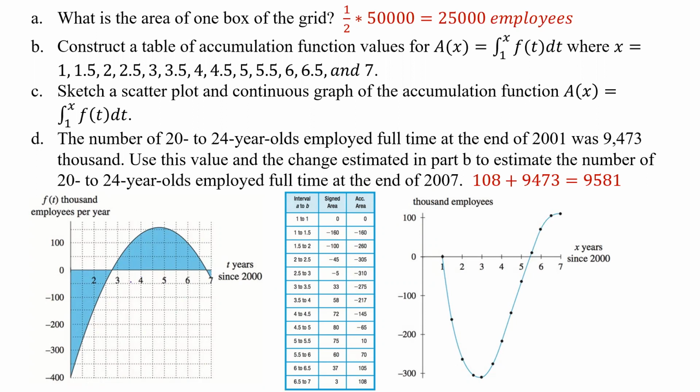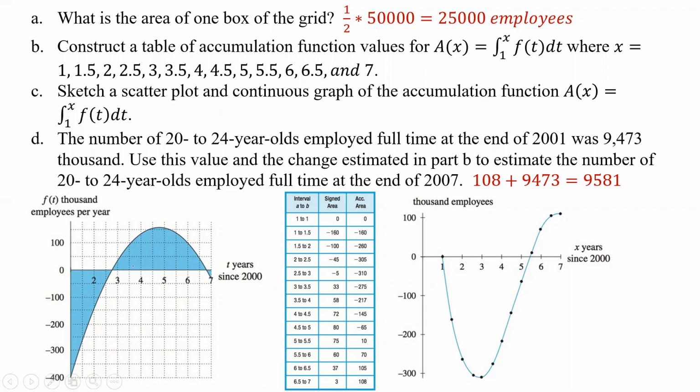And what they want to do is say, okay, first question, what is the area of one box of the grid? Well, if we look, we go from 3 to 4. So each one of these is a half a unit wide. And it looks like it's going from 0 to 50. So it's a half wide and 50,000 strong because there's thousands here. So half of 50,000 is 25,000 employees. So each box is worth 25,000 employees.